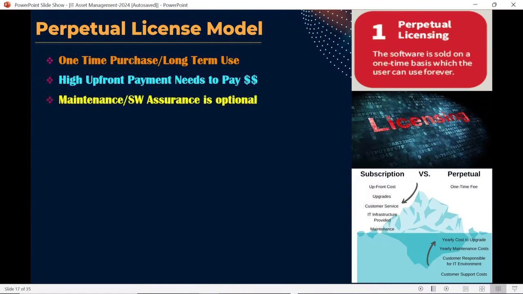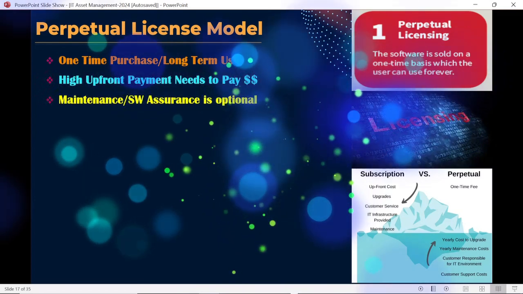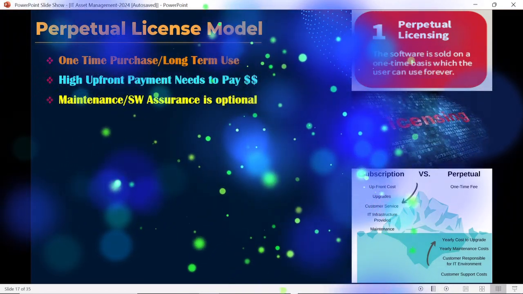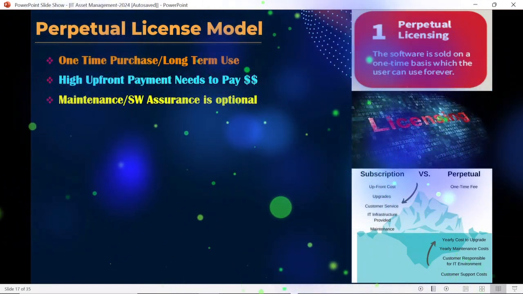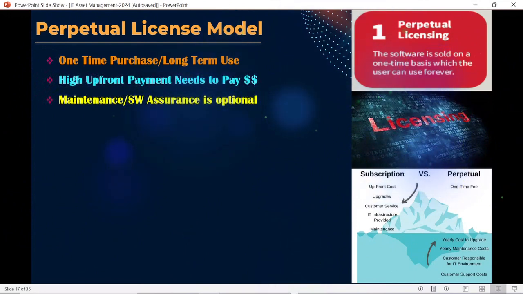The next point about the perpetual license model to keep in mind is that maintenance and subscription, or software support and assurance, is optional in the case of the perpetual license model. If you want support or if you want to upgrade your product, you will have to pay some additional cost which is not included in your license. You will have to pay for it separately. You have to buy the maintenance and support, and only then will the publisher provide you some sort of support and let you upgrade the software. Otherwise you are not eligible for those.